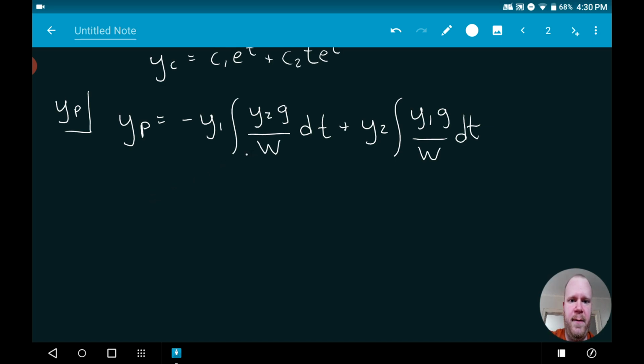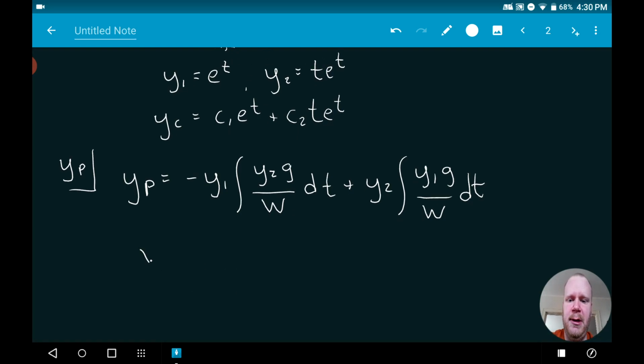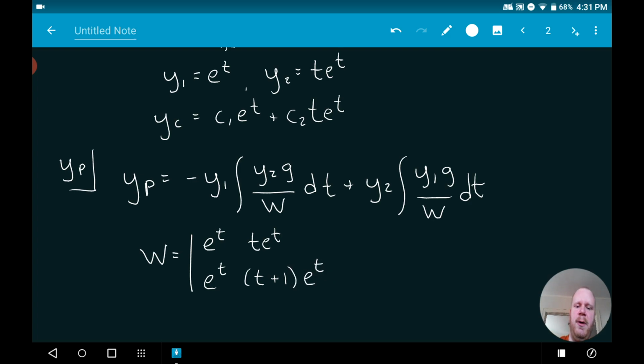So let's start off with finding our Wronskian, since we already have y1 and y2 listed up here. So our Wronskian is going to be the determinant of y1, y2, y1 prime, and this one, I'll just ask you to trust me on this one, but you need to do a product rule for this, but you end up with t plus 1 times e to the t.